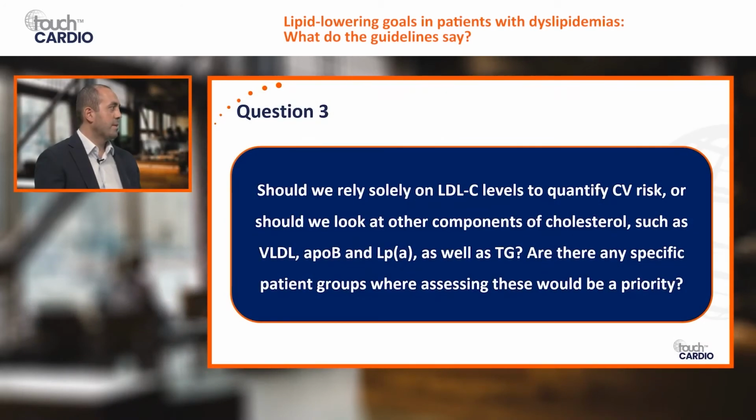Thank you. So the third question: should we rely solely on LDL-C levels to quantify cardiovascular risk, or should we look at other components of cholesterol, such as VLDL, ApoB, and Lp(a), as well as TG? Are there any specific patient groups where assessing these would be a priority?